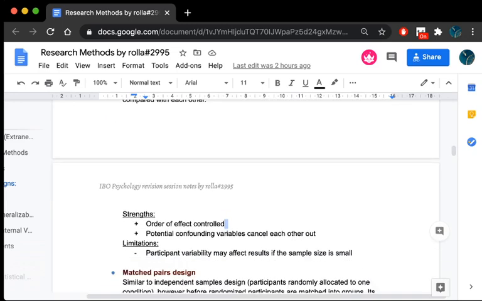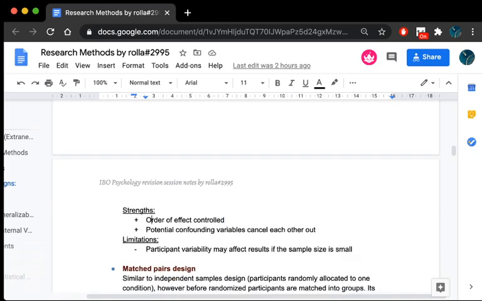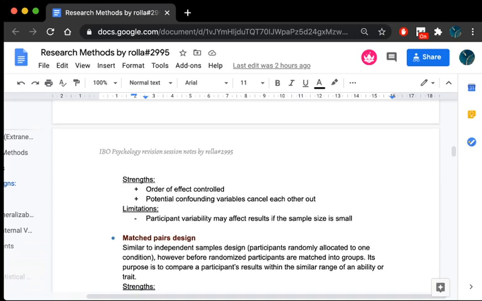The good thing with this is that the order effect is controlled. If you do an experiment, the participants aren't going to be doing the experiment twice, so it doesn't really matter on the order effect. And since it's randomly allocated, and if there's a big enough sample size, then the potential confounding variables usually cancel each other out. So if you have one extreme and then another extreme, when you average it out, it's okay.